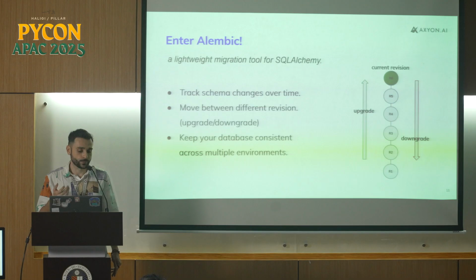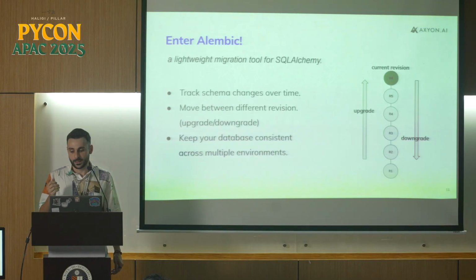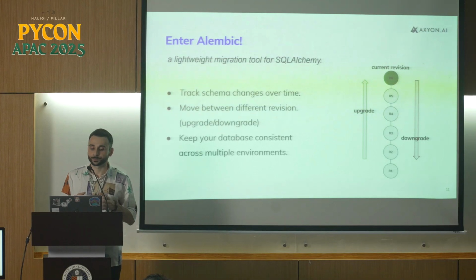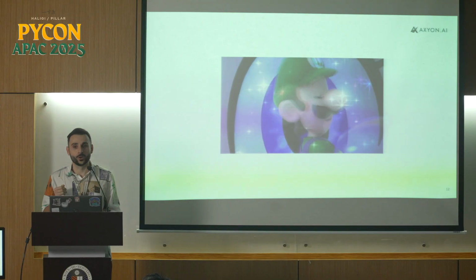While if we notice for any reason that we need to roll back to revision R5, let's say, this operation is called downgrade. And you can track schema changes over time. And guess what? You can do that across multiple environments. So now Luigi is very happy.